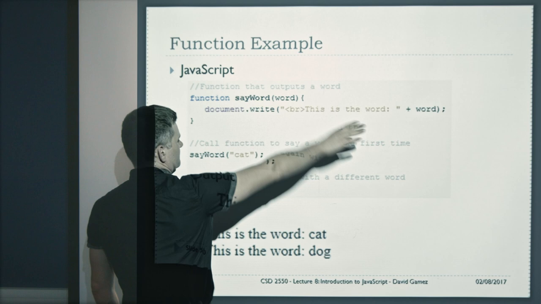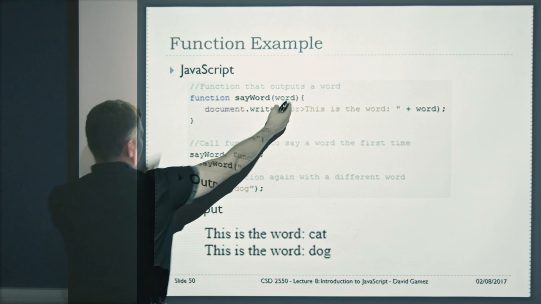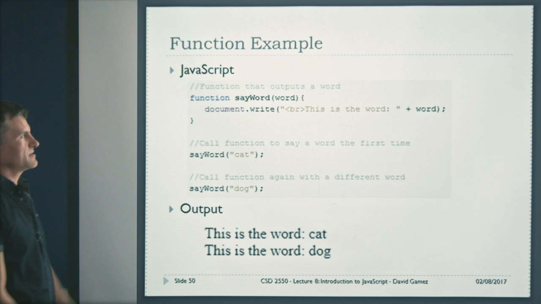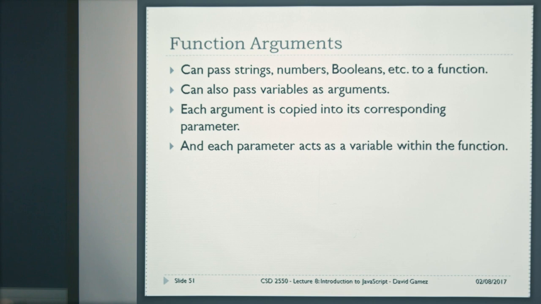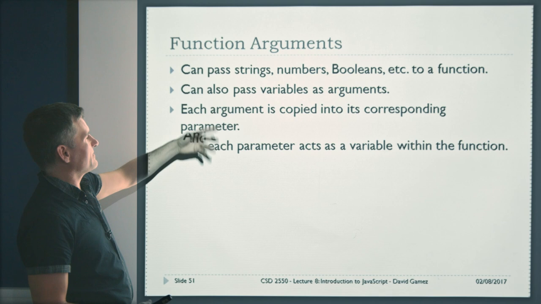So, the keyword function, the usual curly braces, the name of the function, and any arguments you want to pass to the function. These arguments don't have to have types because JavaScript doesn't have types. So we can pass strings, numbers, booleans, etc. to a function. We can pass in variables as arguments. And when we pass a variable as an argument, the value of the variable is copied into its corresponding parameter.